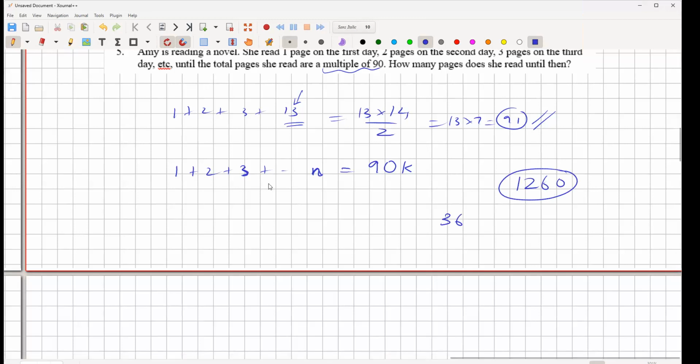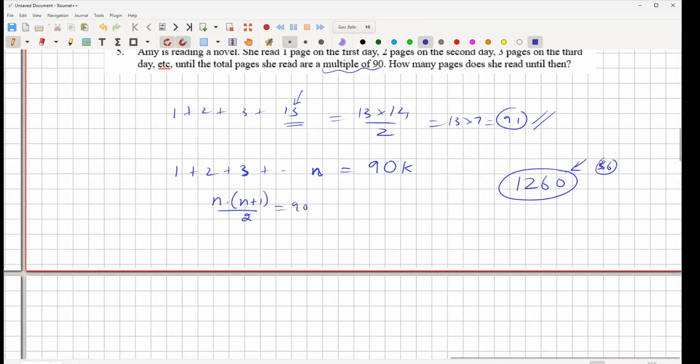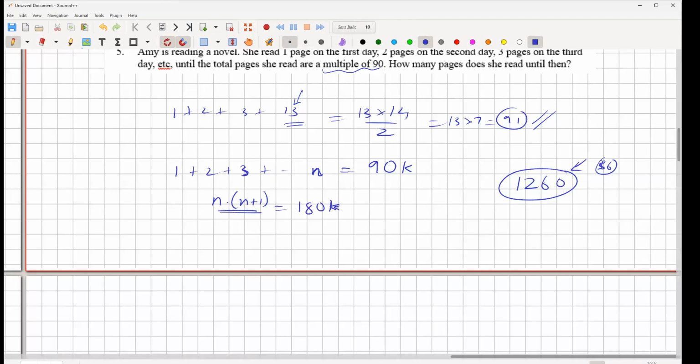Okay. Let's try discussing this. I'll just put his answer on the side here. He said 36. When he reads 1 plus 2, so on till 36, he claims it's 1260. Okay. So 1 plus 2, so on till n, is n into n plus 1 by 2. If we want n into n plus 1 by 2 to be 90k, then n into n plus 1 should be a multiple of 180, if I take the 2 to the other side. So you want the product of two consecutive numbers to be a multiple of 180, right?